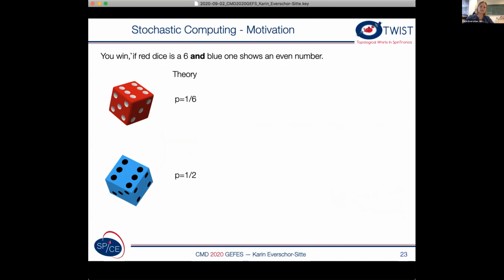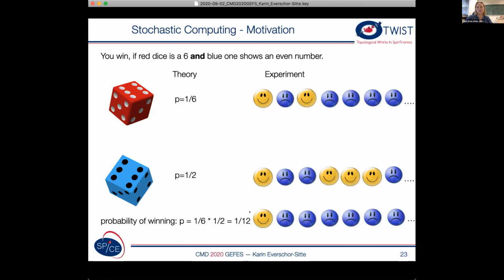For this, let's just imagine a small game. Let's say you win if the red dice is a 6 and the blue one shows an even number, then you know the probability of winning is 1/6 times 1/2 is 1/12. And now we do the experiment. In the experiment, you can be lucky that you just had a 6 and also an even number, so overall you won. Once you keep repeating the experiment, then eventually you're not always lucky.